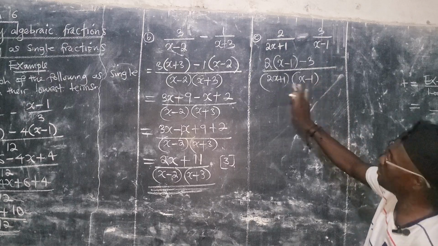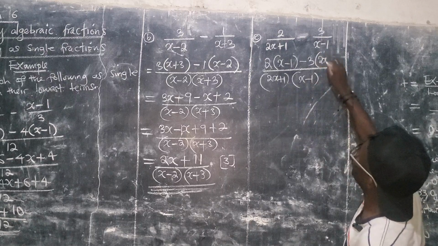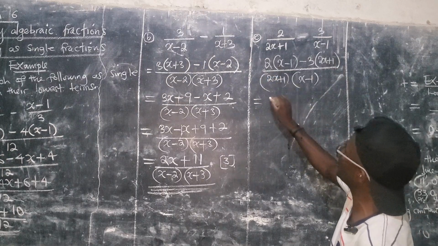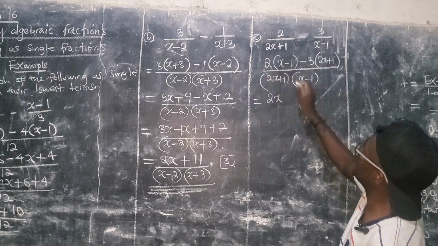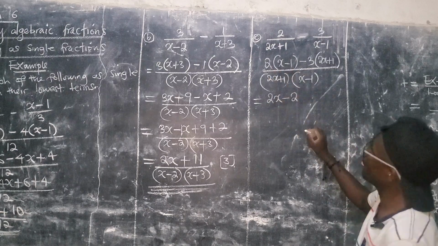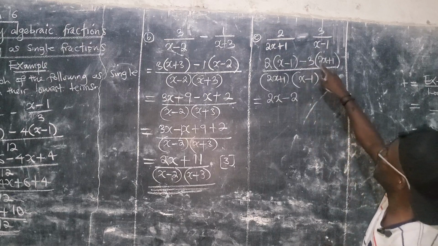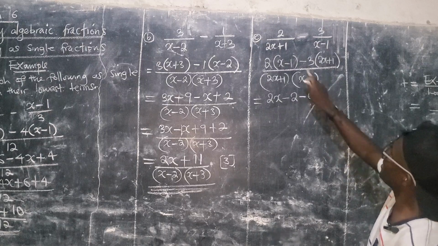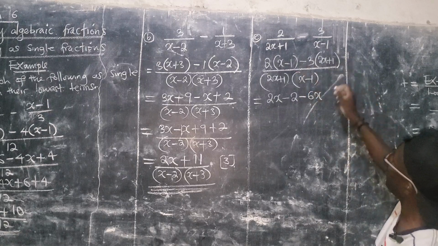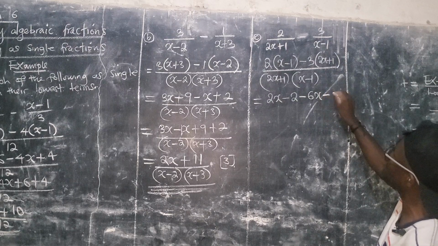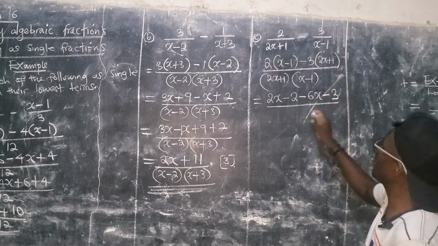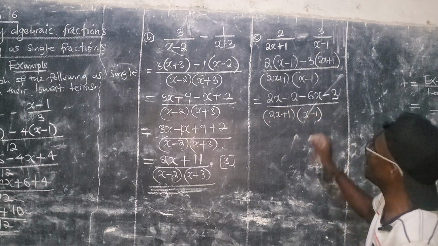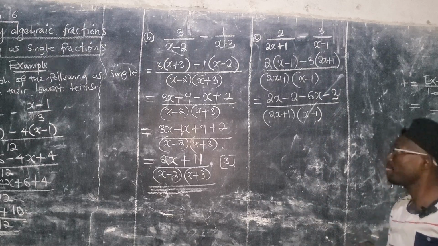Again, x minus 1 into 2x plus 1 and x minus 1. This and this is the same. This remains, which is open bracket 2x plus 1. Which now will be 2 times x is 2x. 2 times negative 1 is negative 2. Then negative 3 times 2x is negative 6x. The same, negative 3 times positive 1 is negative 3. Over 2x plus 1 and also x minus 1. We're good?